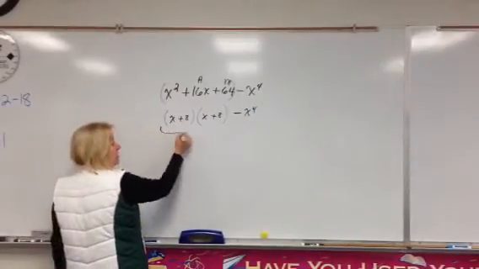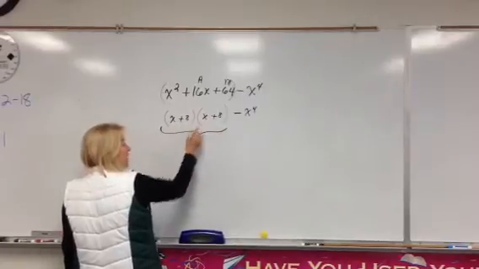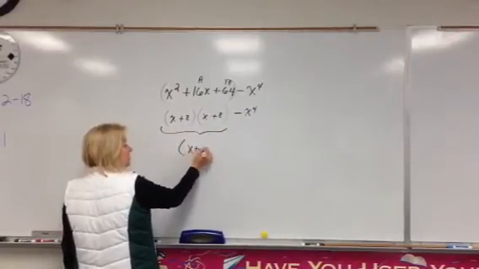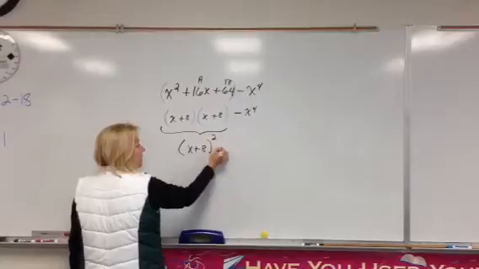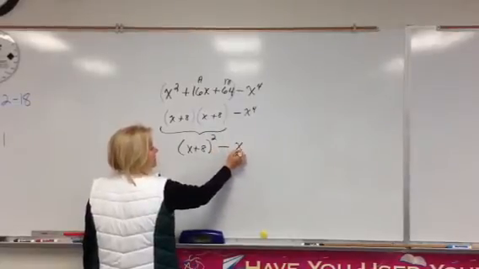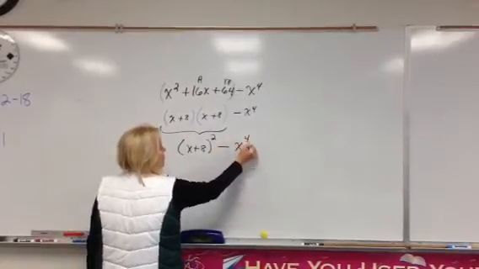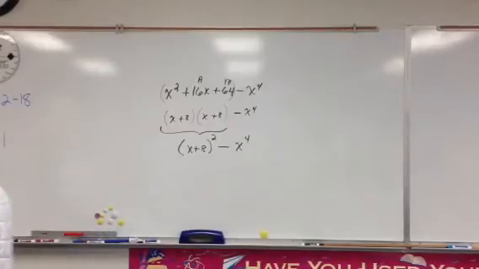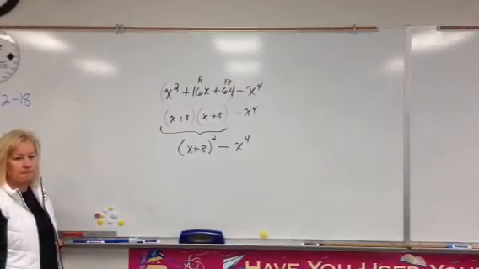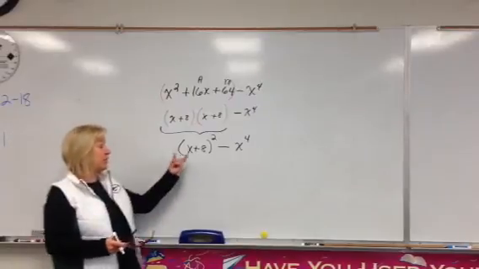Now I'm going to write this, I have 2 of them, so I'm going to write it as x plus 8 squared minus x to the 4th. Just want to make sure they were all x's all the way through. Now I have a perfect square.